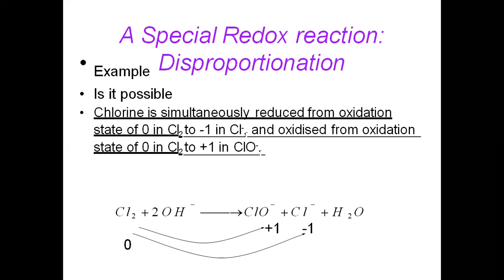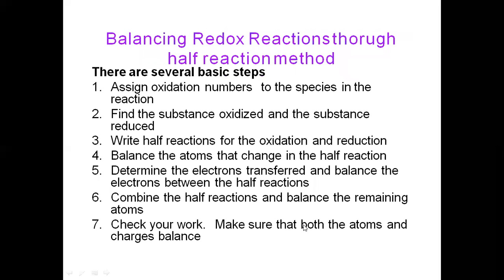Is it possible? Another example: chlorine is simultaneously reduced from an oxidation state of 0 in Cl2 to minus 1 in Cl-, and oxidized from an oxidation state of 0 in Cl2 to plus 1 in ClO-. Is this possible? This chlorine is oxidized and reduced simultaneously. This is a disproportionate reaction. The single element goes from 0 to plus 1, and from 0 to minus 1. Okay.